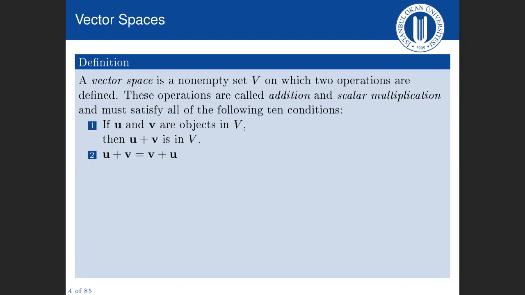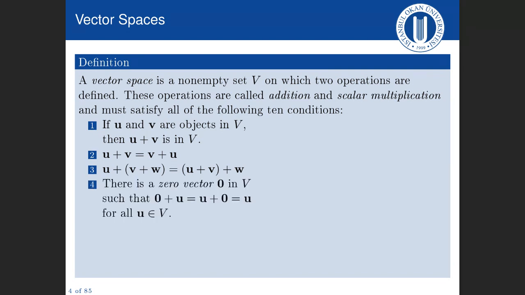And then addition of two vectors needs to satisfy that u plus v is the same as v plus u. If we have three vectors, u, v, and w, it doesn't matter where we put the brackets: (u plus v) plus w must be the same as u plus (v plus w).